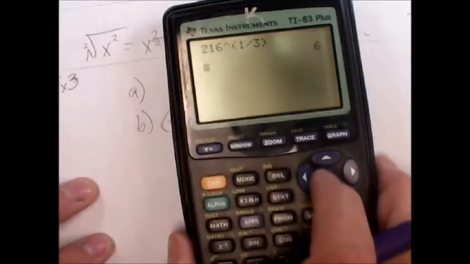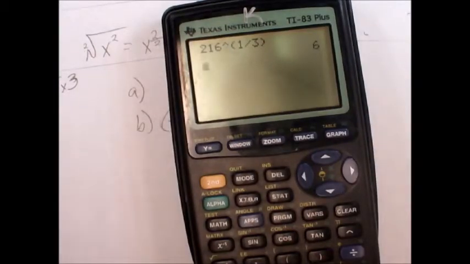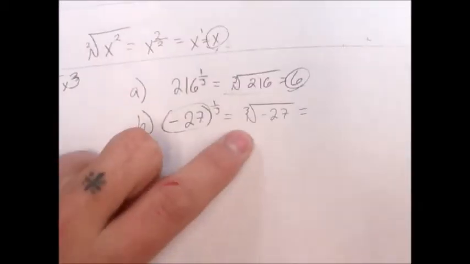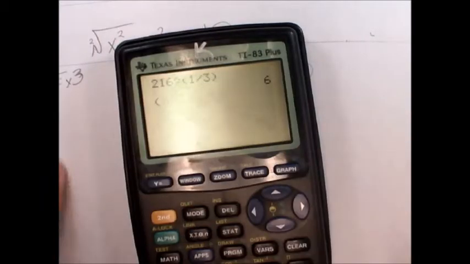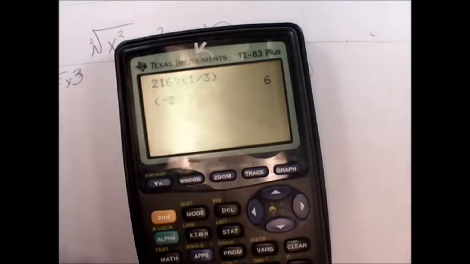So let me show you how to do this, because it'll make a difference when you have an even root. So open parentheses, because that's exactly how they had it right there. I'm going to put it in parentheses of negative 27, close parentheses, raised to the power of 1/3.